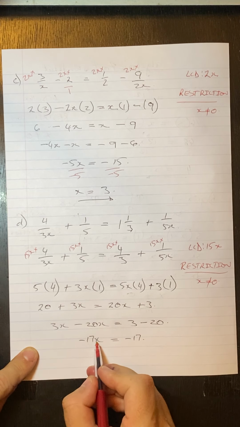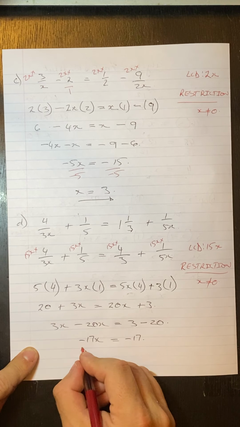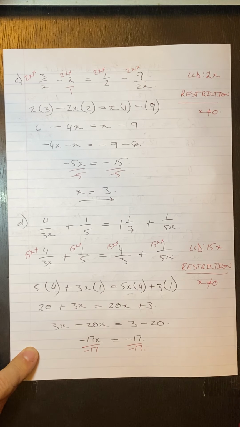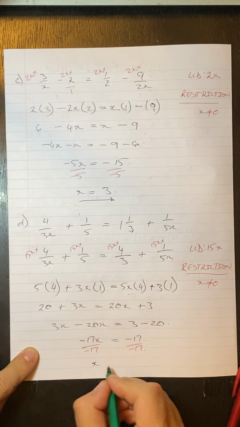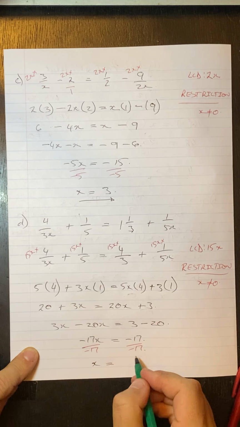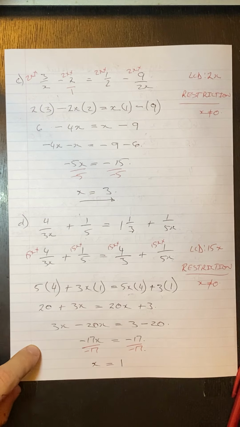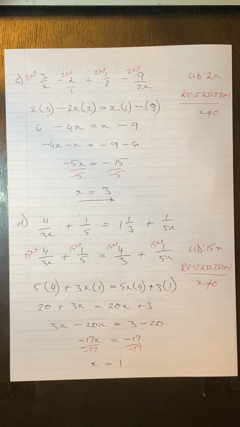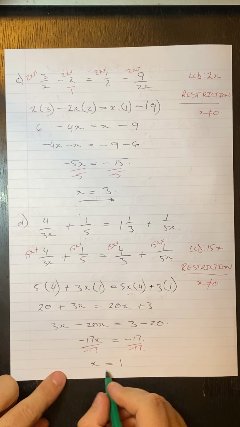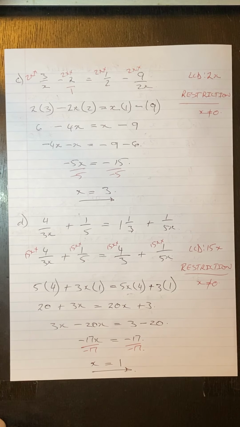This is saying minus 17 times x. The opposite of times is divide. So we divide both sides by that. Those will cancel and we're left with x is equal to, a negative divided by negative is a positive. 17 divided by 17 is 1. Cool. So now what I need to do is just check my restriction. It's telling us that x can't be equal to 0. We don't have that, therefore this is a solution.